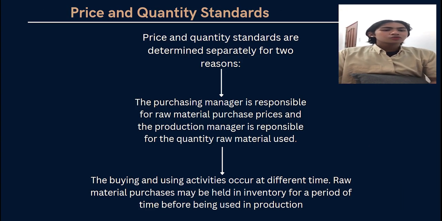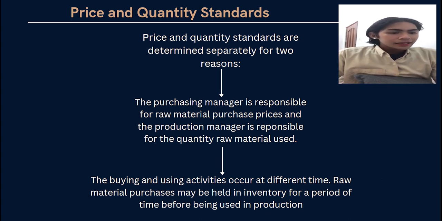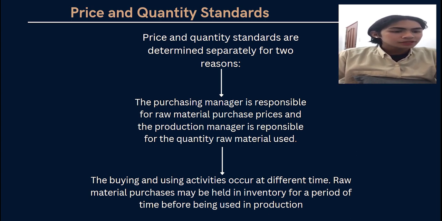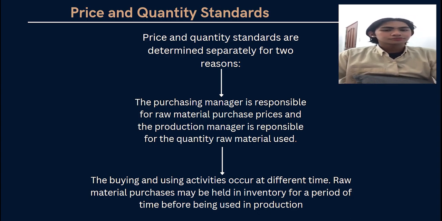Second is price and quantity standard. Price and quantity standards are determined separately for two reasons, which are the purchasing manager and the production manager. The purchasing manager is responsible for the material purchase prices, and the production manager is responsible for the quantity of raw materials used. The buying and using activities occur at different times. Raw materials purchases may be held in inventory for a period of time before use in production.